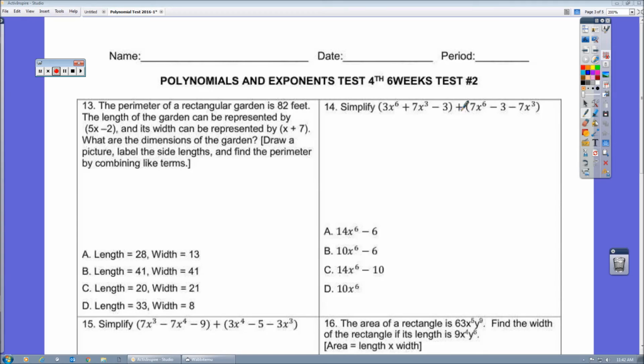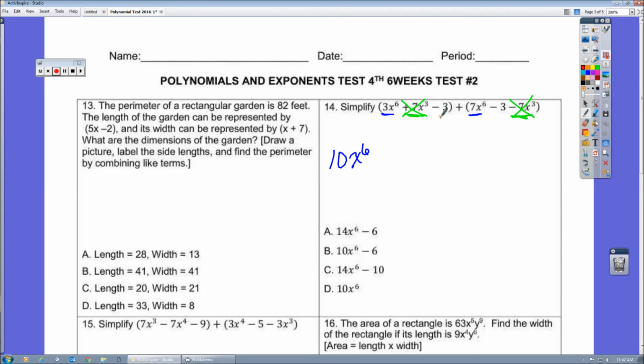Number 14 says simplify. We're adding, so we're good to go. So let's start with our x to the 6's. I have 3 on the left, 7 on the right. That gives me a total of 10x to the 6th power. Match up the x to the thirds. I have positive 7 on the left, negative 7 on the right. If you have the same amount that is opposite of each other, they cancel out.